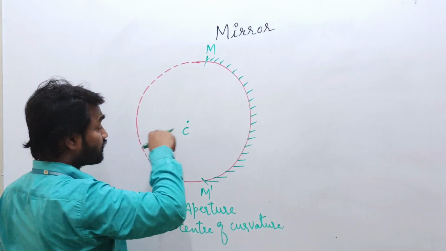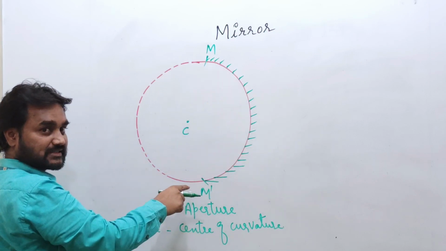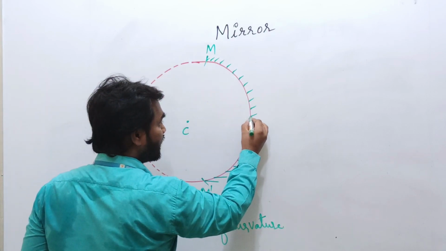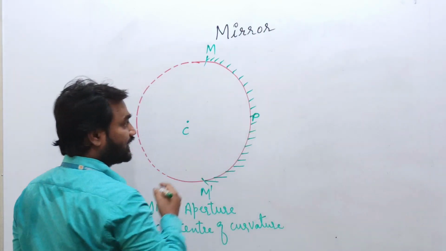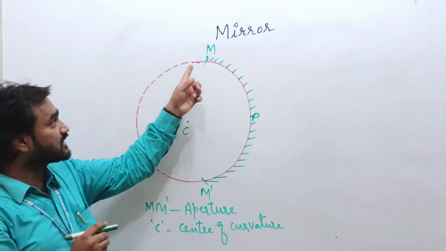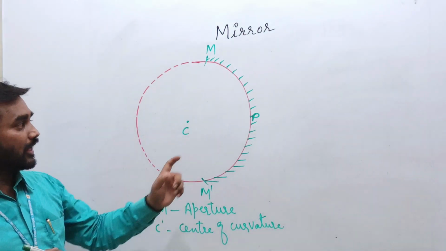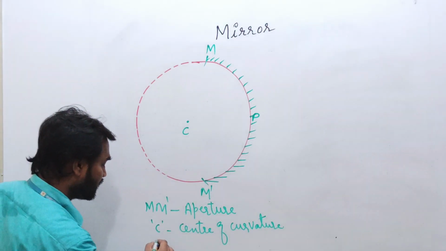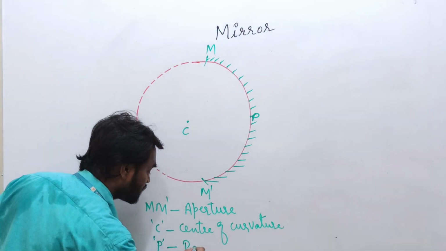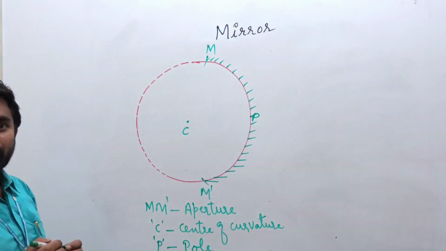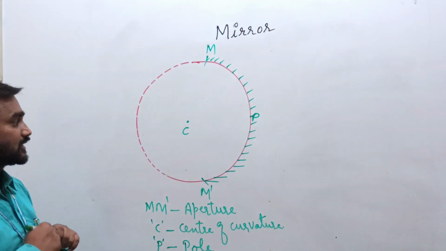Okay, now if I have to draw, if I take a point at the center of this reflecting surface M dash, and I name it P. The center of this aperture, the center of this reflecting surface M dash, is represented as P, and it is called the pole. So P is the pole, that is, the center of the reflecting surface.